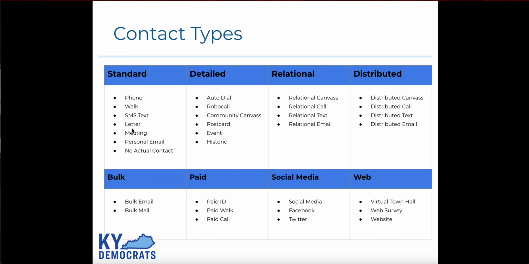Standard is going to be a lot of your true direct voter contact. Detailed is if you have an auto dialer, if you're putting out robocalls, if you're sending postcards. Relational is if you're using a relational organizing tool. Distributed is if you have direct voter contact that's going on, but it's a distributed program. For instance, paid ID, and this one's probably going to be either paid walk or paid call. So, are you having paid canvassers or paid callers doing contact for you?